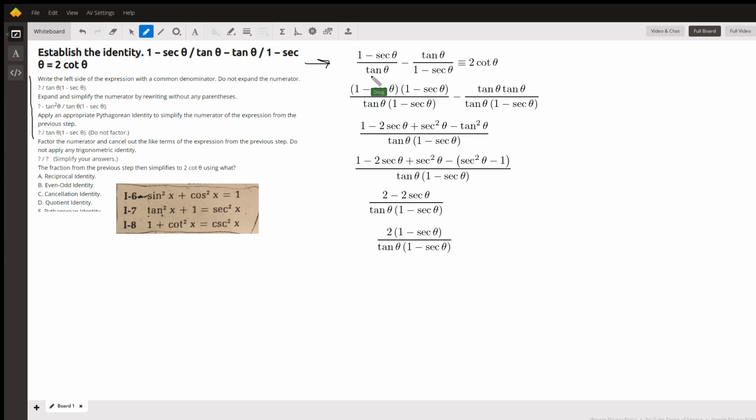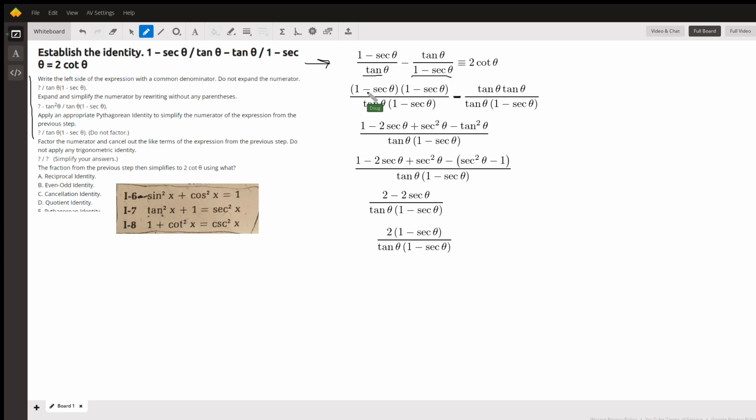Okay, so the directions are to get a common denominator for these two fractions and combine them into one fraction. So the common denominator is tangent theta times 1 minus secant theta. So this first fraction needs to be multiplied by 1 minus secant theta in the numerator and denominator so that we end up with the common denominator. And similarly, the second fraction needs to be multiplied by the tangent of theta. So there we have a common denominator.